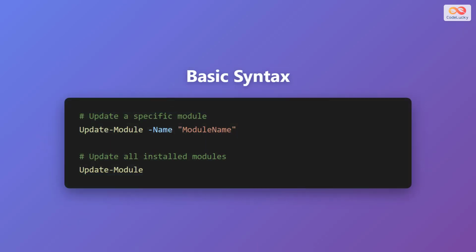The syntax for Update-Module is straightforward. To update a specific module, you use Update-Module with the -name parameter followed by the module name in quotes. For example, Update-Module -name module name. If you want to update all installed modules at once, you can simply run Update-Module without any parameters. This will check all your installed modules and update any that have newer versions available in the PowerShell gallery.